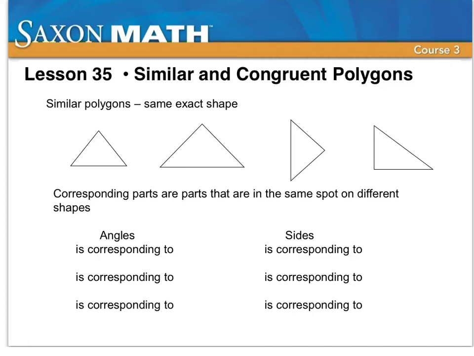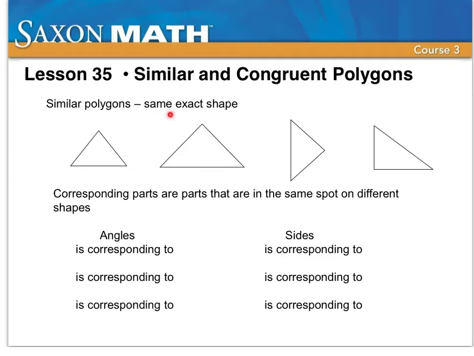Okay, welcome back. This is lesson 35. We are talking about similar and congruent polygons. Polygons are just shapes that are closed, like triangles, rectangles, pentagons, all that kind of stuff. They have sides and they are closed. A circle is not a polygon because it doesn't have sides. So again, that's what a polygon means.